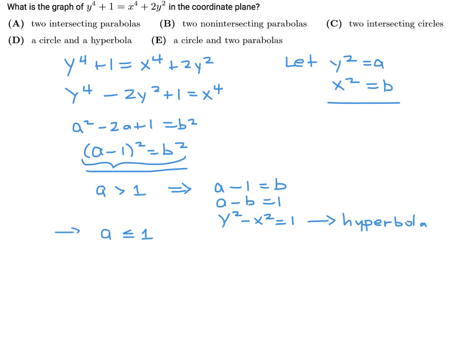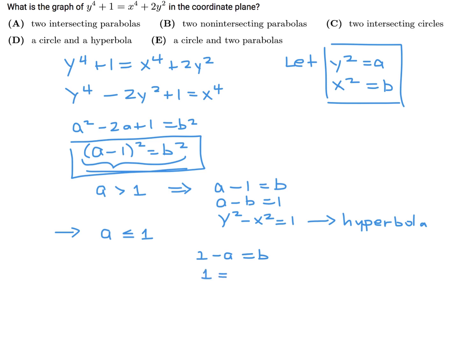Now we turn our attention to a is less than 1. If a is less than 1, then when you take the square root of both sides, it becomes 1 minus a is equal to b. Putting these substitutions in, it'll give you 1 is equal to x squared plus y squared. And that is a classic equation of a circle, as most of you know. So circle and a parabola, and therefore the answer is D.